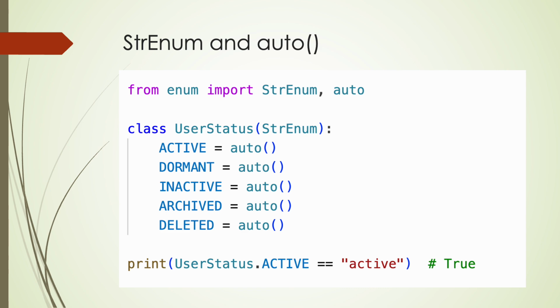We can use the auto function provided by the enum library, which can be used in place of a value. For StrEnum, the value is the lower-cased version of the member's name.